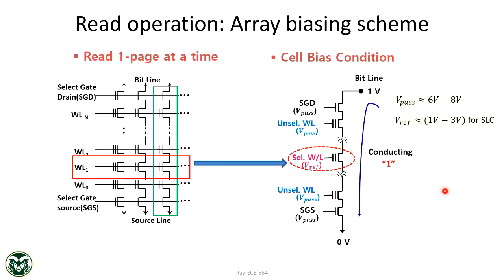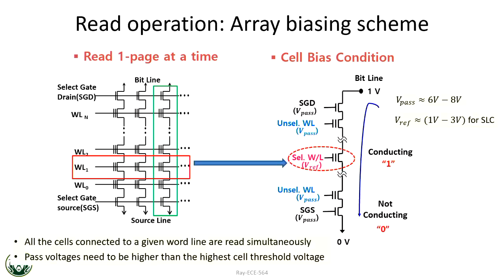Because the way we read, we see whether the bit line is conducting or not, right? So if this cell is in the erase state, it will conduct. If the cell is in the program state, it will not conduct, right? So that's how we read. And for that, the other series connected cells should not be the bottleneck. That's why we put high voltage to allow current passing. So pass voltage needs to be higher than the highest threshold voltage in the array. That's the criteria. That may sometimes cause disturb in your array. Questions?